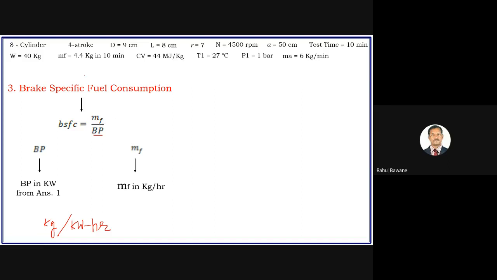So as the mass flow rate of fuel is 4.4 kg in 10 minutes, convert it into kg per hour, put the value here, and then whatever the brake specific fuel consumption is, it will be in kg per kilowatt hour. So remember, this is a very standard unit of brake specific fuel consumption.